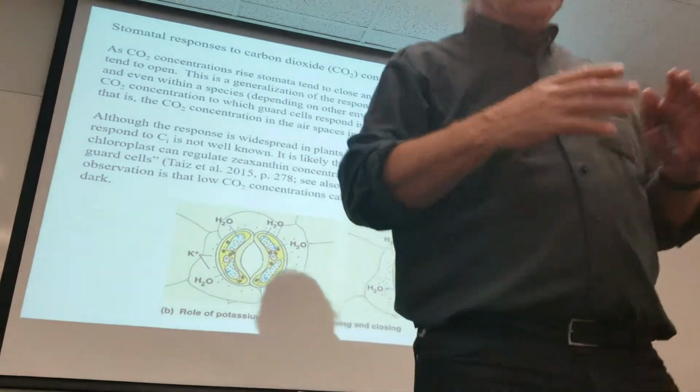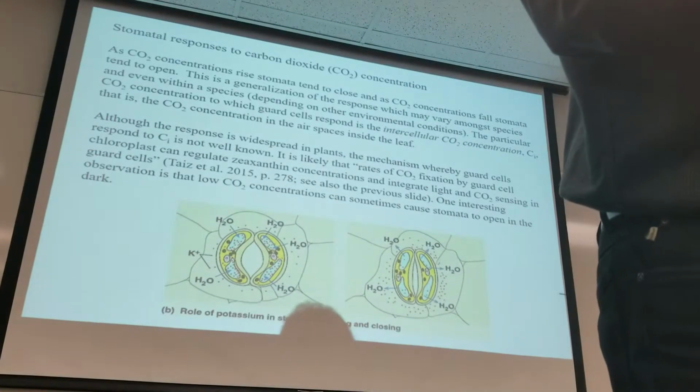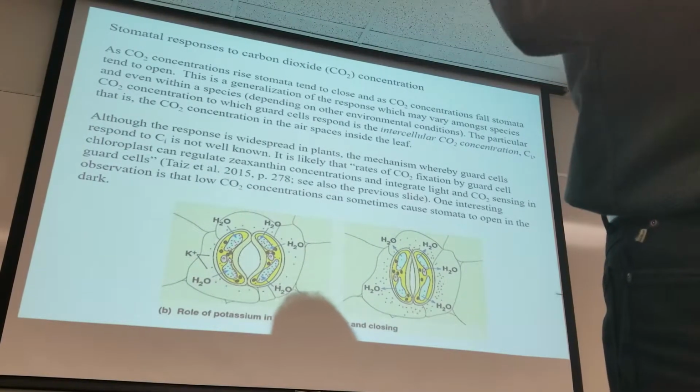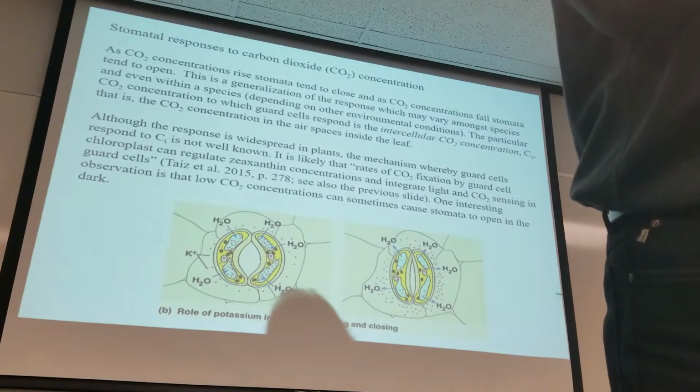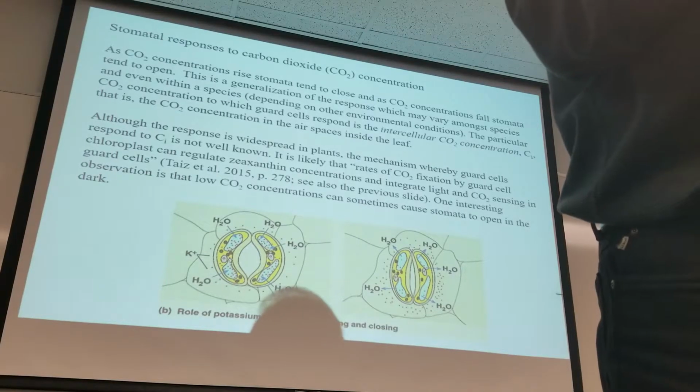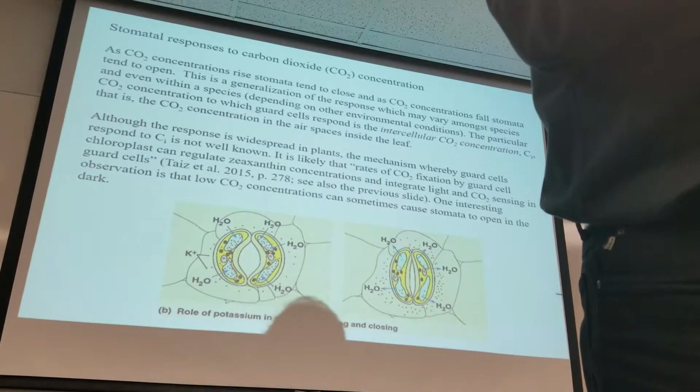High CO2 concentrations, the stomata tend to close. Low CO2 concentrations, they tend to open. Why is that? Well, if you have a certain amount of photosynthetic enzymes in the leaf, you can do so much photosynthesis.